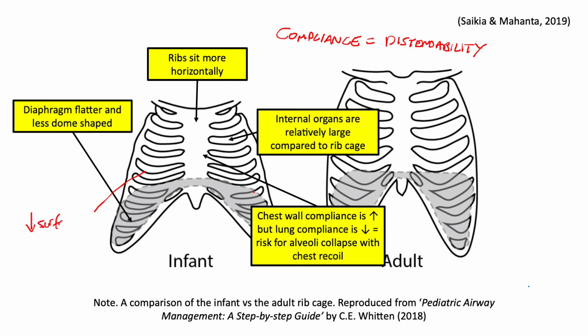Now remember what surfactant does. Surfactant decreases the surface tension of water on the surface of the alveoli. So if you don't have much surfactant, you've got high surface tension. And this, of course, makes it super hard for those lungs to expand. So basically, if you've got a situation where the chest wall compliance is increased, but the lung compliance is decreased, you've got a situation where the alveoli are very prone to collapsing inwards when the chest recoils back to its normal size during expiration.